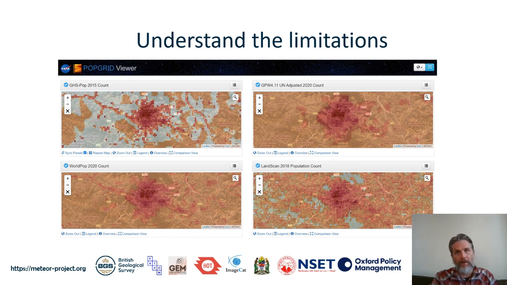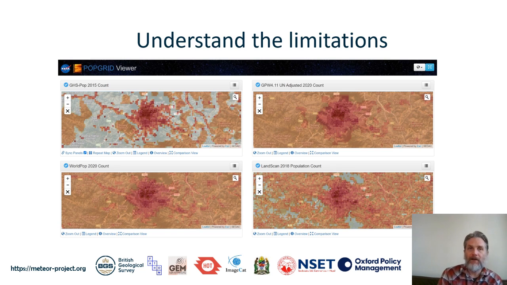Understand the limitations. And this is an application. The PopGrid viewer was put together specifically to understand the limitations of the data by giving you multiple views of estimates of population, just for the purpose of understanding that uncertainty. Being able to visualize this uncertainty is going to be far more illustrative to people than having just a single number associated with error for the entire analysis, for example.